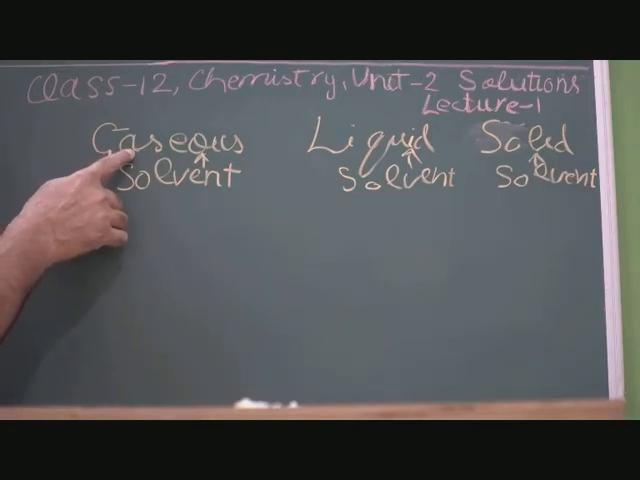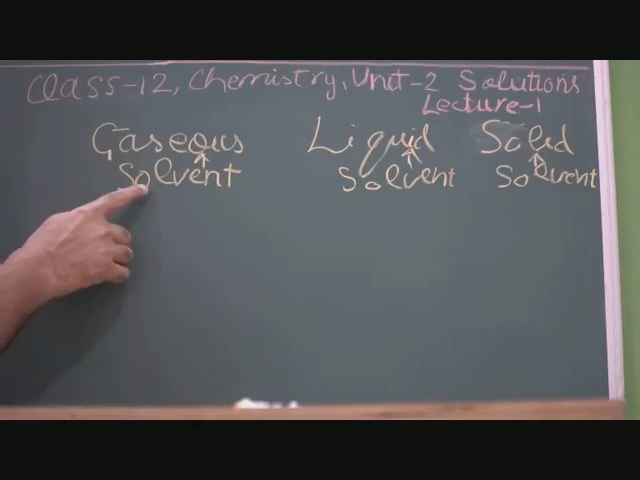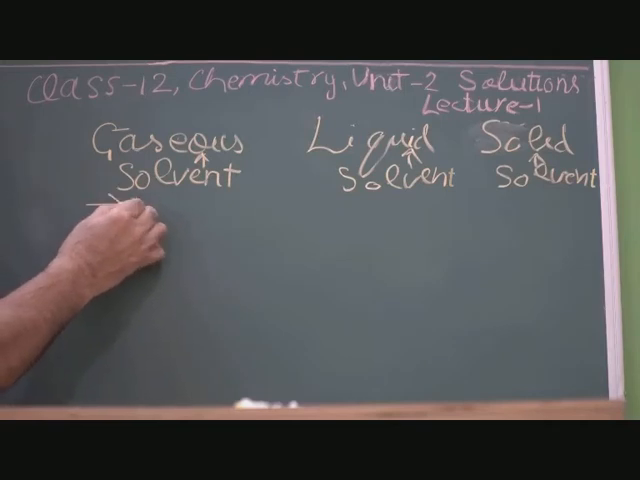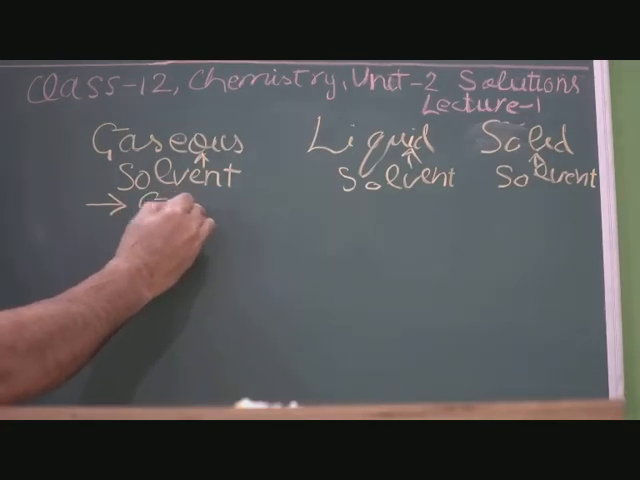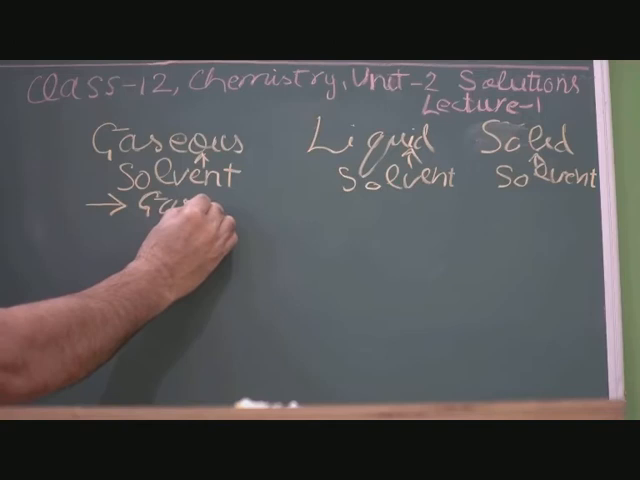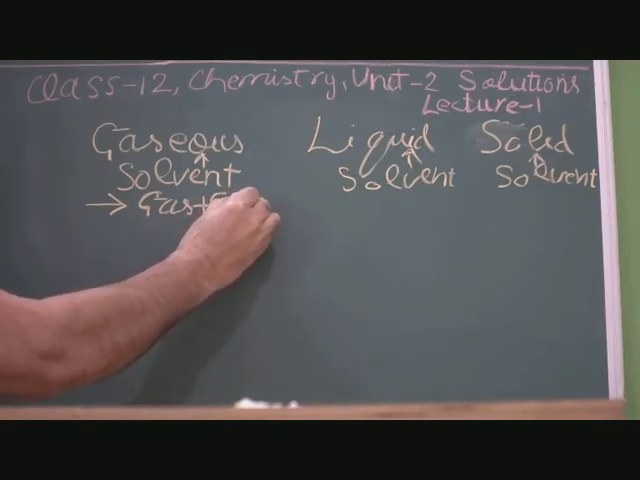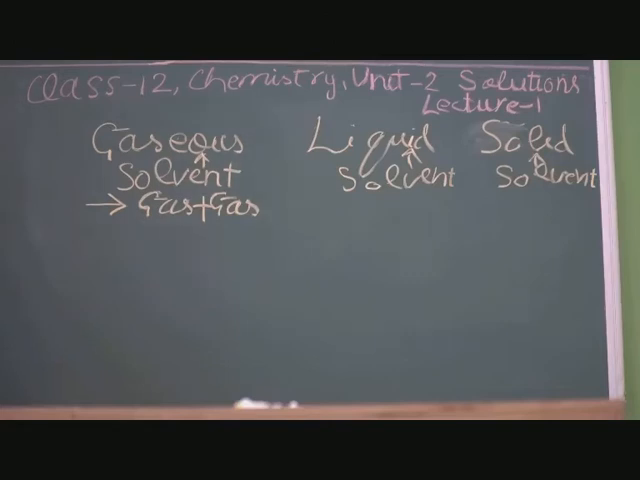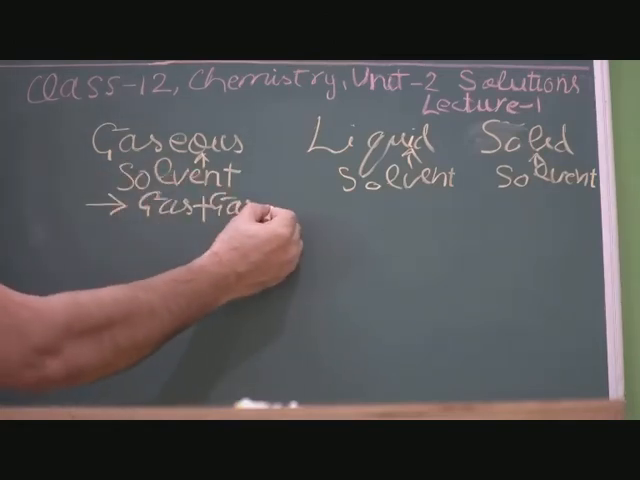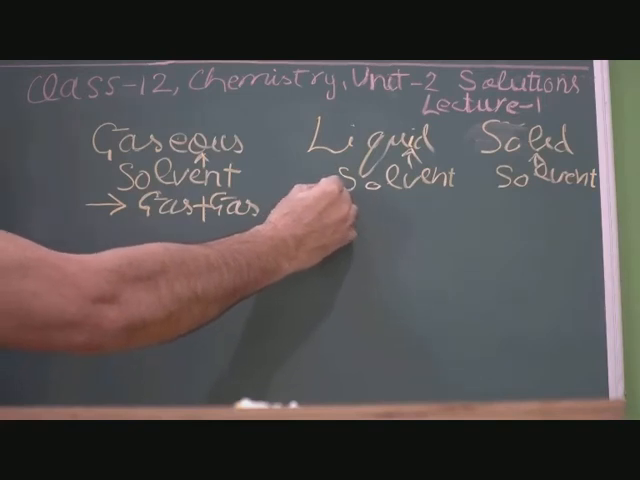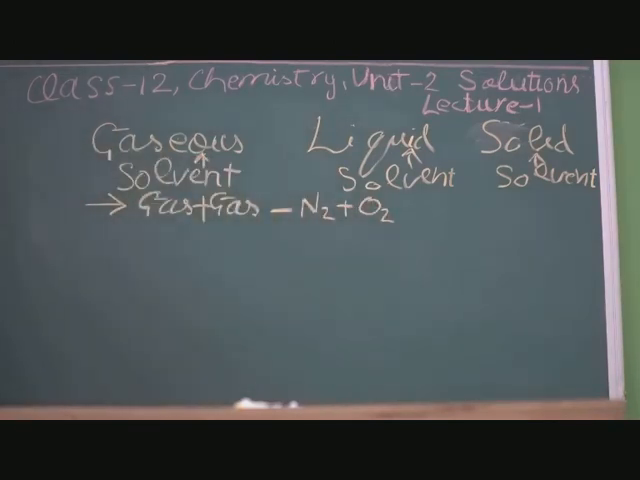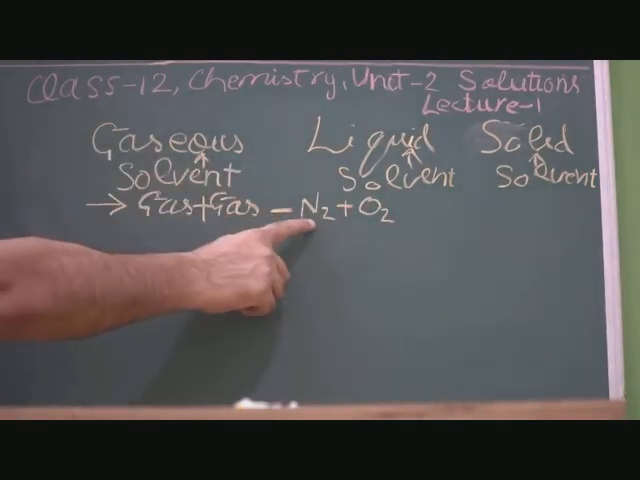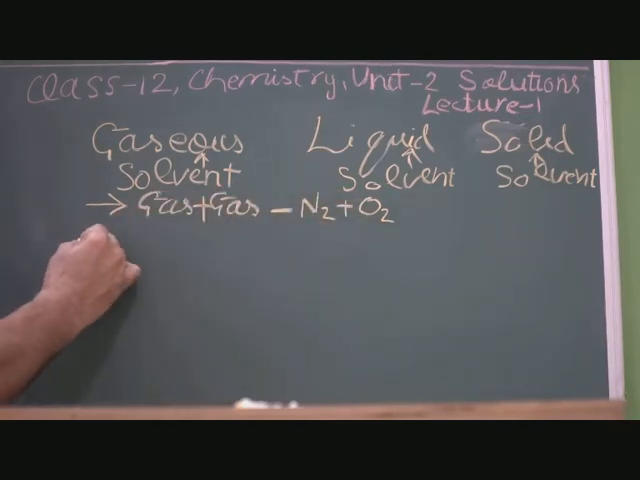In gaseous solutions, solvent is a gas, always a gas. And then gas can be mixed with a gas, means gas plus gas mixture. Homogeneous mixture of gas and gas. Example is, say we take nitrogen and we mix it with oxygen. Then it's an example of gas-gas mixture or solution.